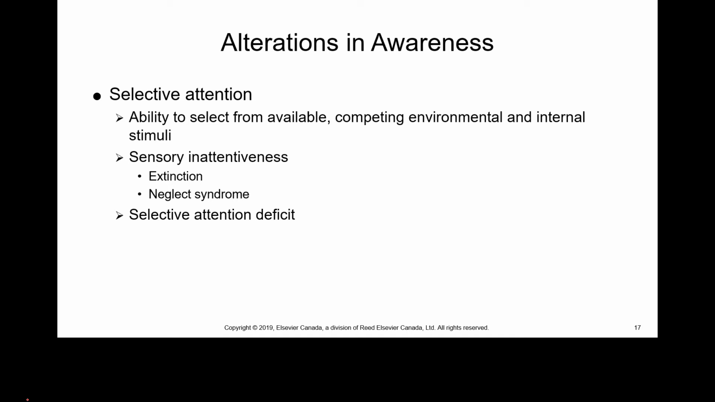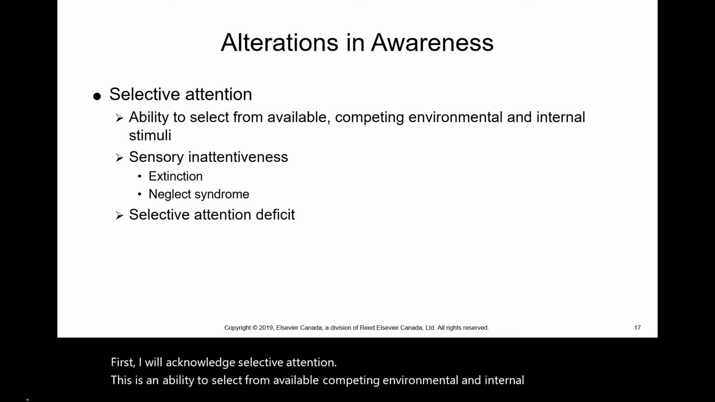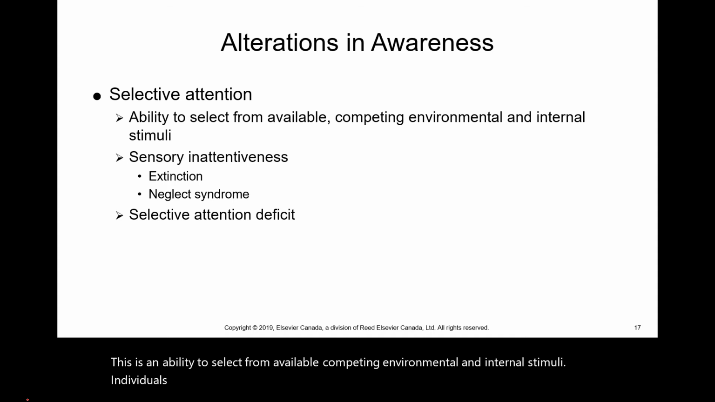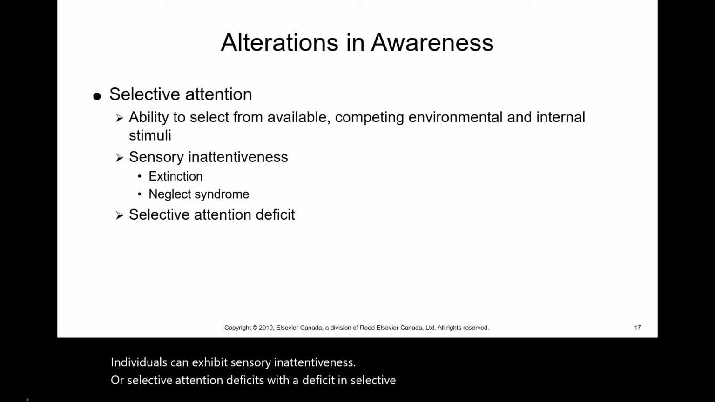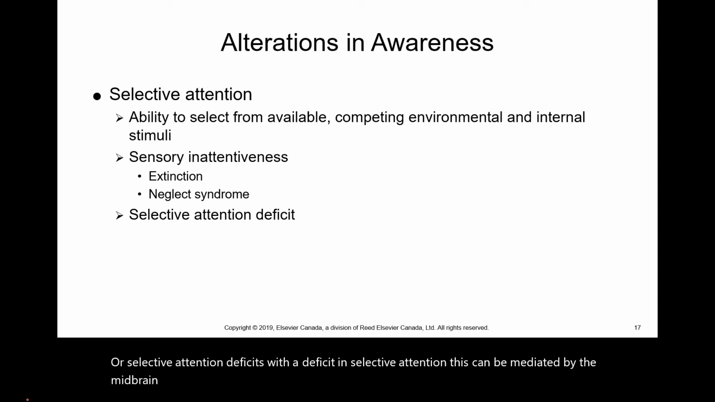First, I will acknowledge selective attention. This is an ability to select from available competing environmental and internal stimuli. Individuals can exhibit sensory inattentiveness or selective attention deficits. With a deficit in selective attention, this can be mediated by the midbrain, thalamus, and parietal lobe structures. The individual cannot focus on selective stimuli and thus neglects those stimuli.